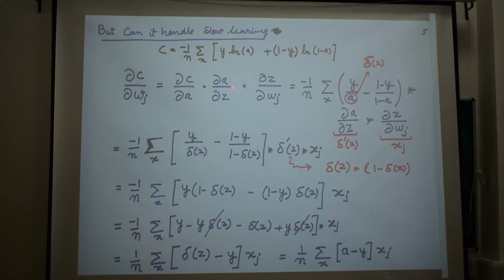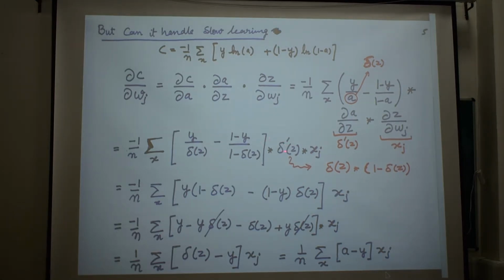Then you multiply with del A by del Z, which is here. So del A by del Z is the derivative of your activation function. And this is going to be equal to xj. Why? Because your z was equal to the summation of wi xi plus the bias, so this is going to be xj for you. If you replace all of these things, again you have got this term over here.